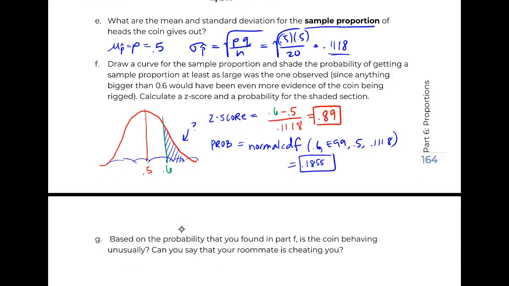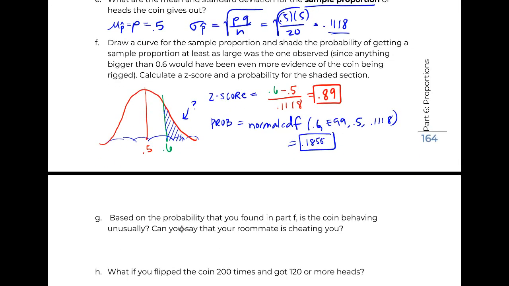All right, so based on these probabilities, is the coin behaving unusually? The z-score is less than 1. It's not unusual. And our probability is approximately 19%. That's also not unusual.